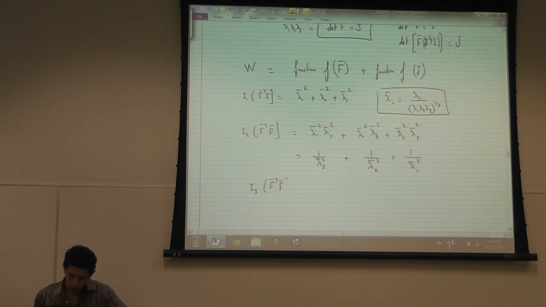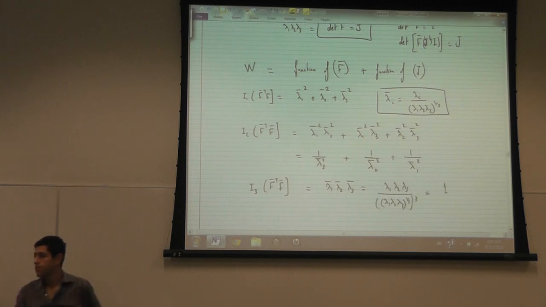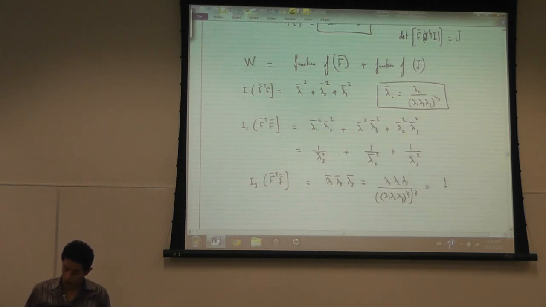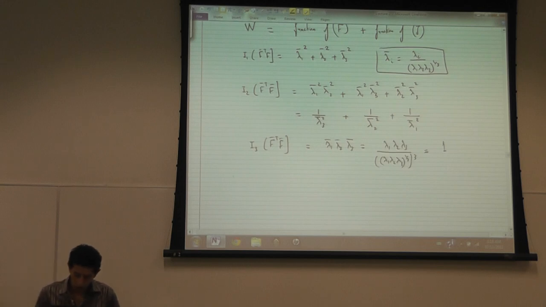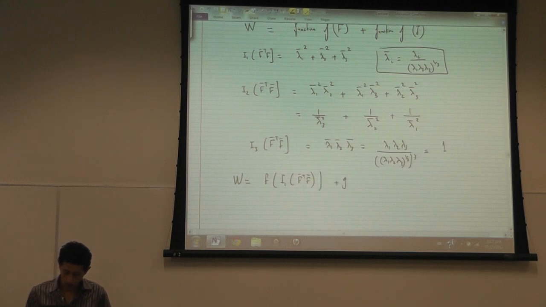The third invariant of F transpose F, which is equal to lambda 1 bar, lambda 2 bar, lambda 3 bar, will be equal to lambda 1, lambda 2, lambda 3, divided by (lambda 1, lambda 2, lambda 3) to the power 1 over 3, to the power 3, equal to 1. And now I can write W as a function of I1 bar, the first invariant of F bar transpose F bar, another function of I2 bar, the second invariant of F bar transpose F bar, plus another function of lambda 1, lambda 2, lambda 3, which is basically g.